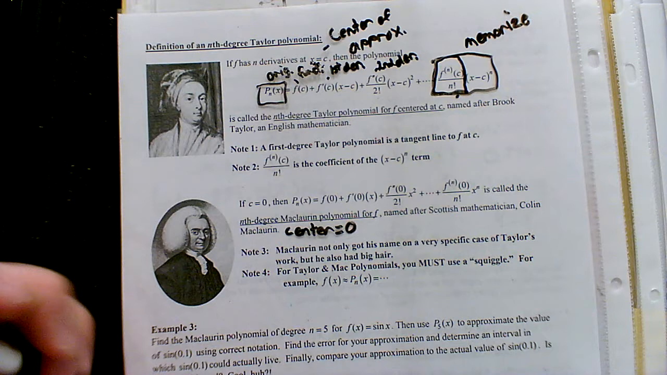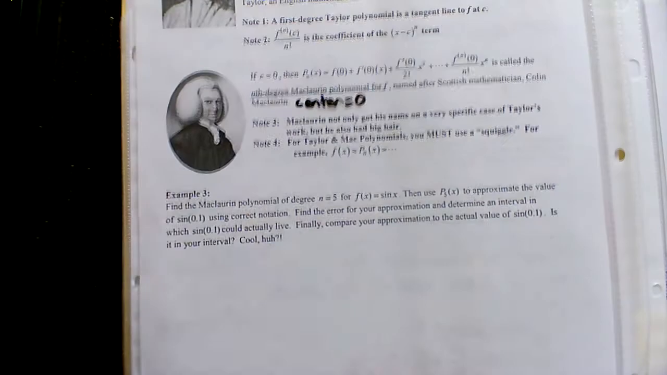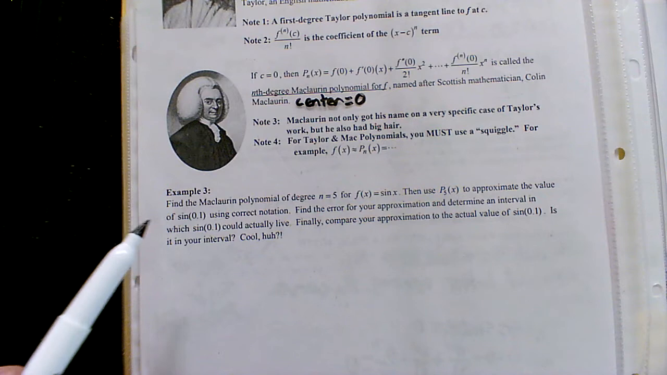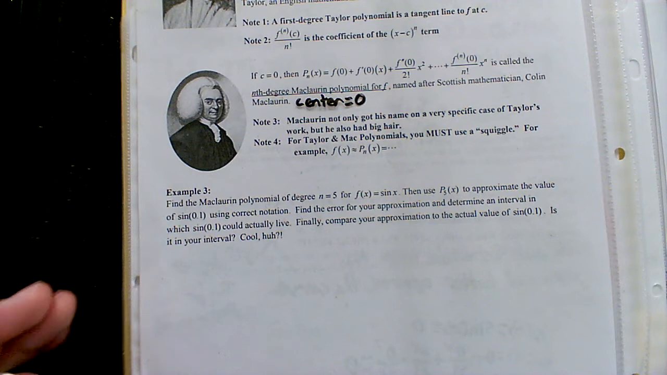Alright, and I think we may have time to look at this example 3. So we're going to go ahead and start example 3. Find the Maclaurin polynomial of degree n equals 5 for f of x equals sine x. Then use the Taylor polynomial of degree 5 to approximate the value of sine of 0.1 using correct notation. Find the error for your approximation and determine an interval in which sine of 0.1 could actually live. Finally, compare your approximation to the actual value of sine of 0.1. Is it in your interval?